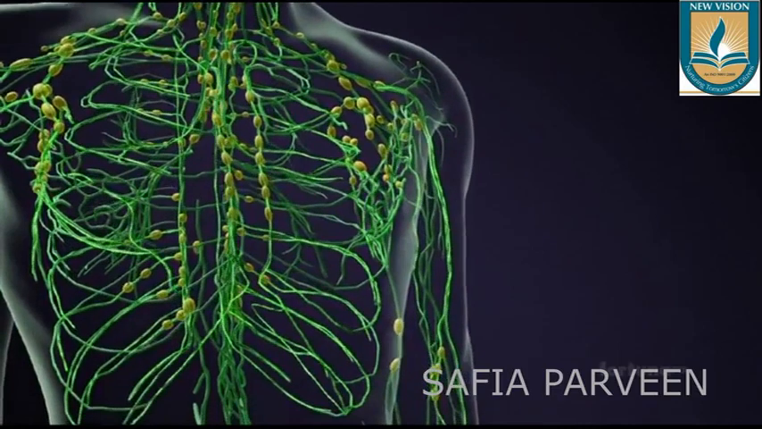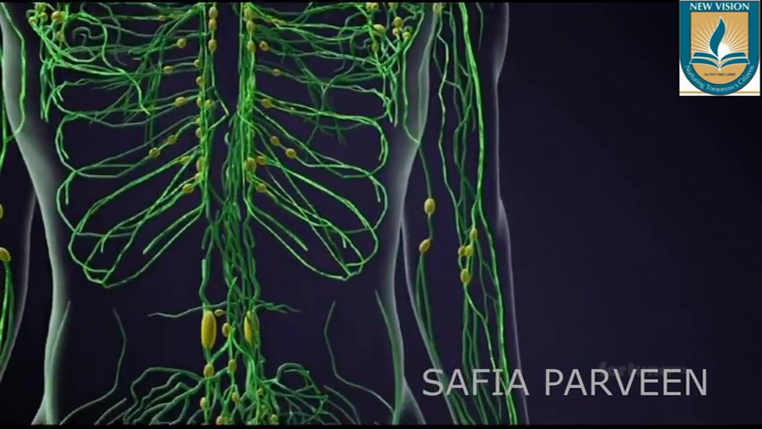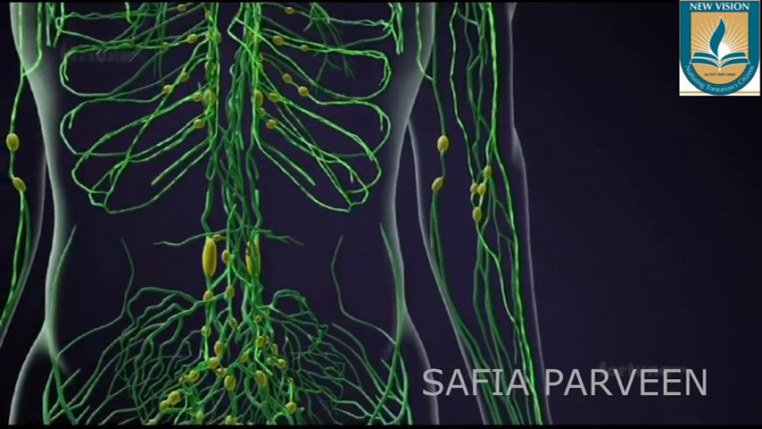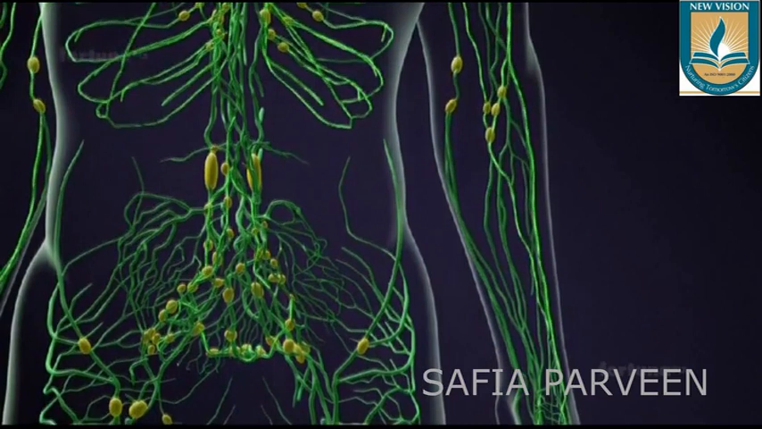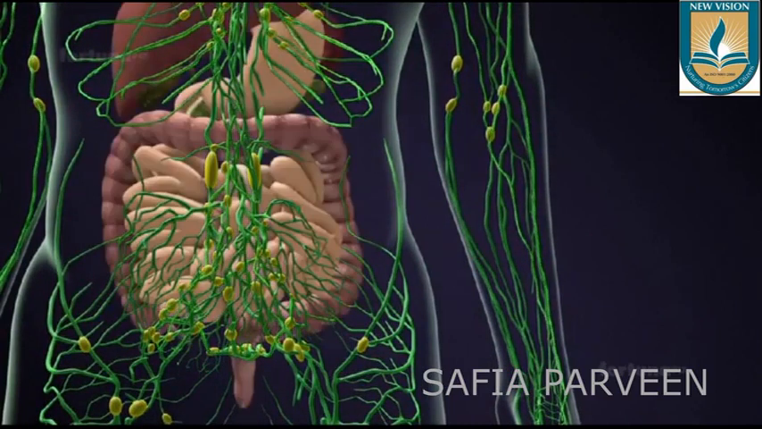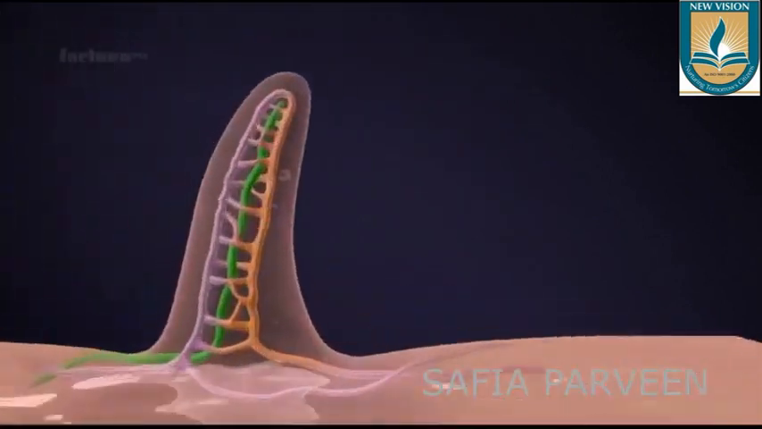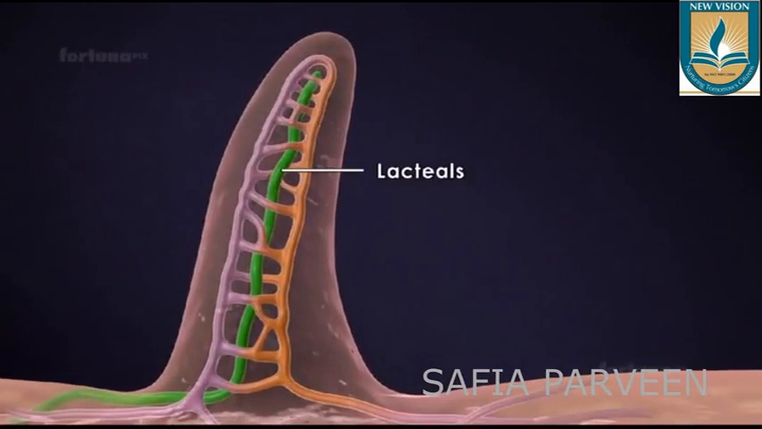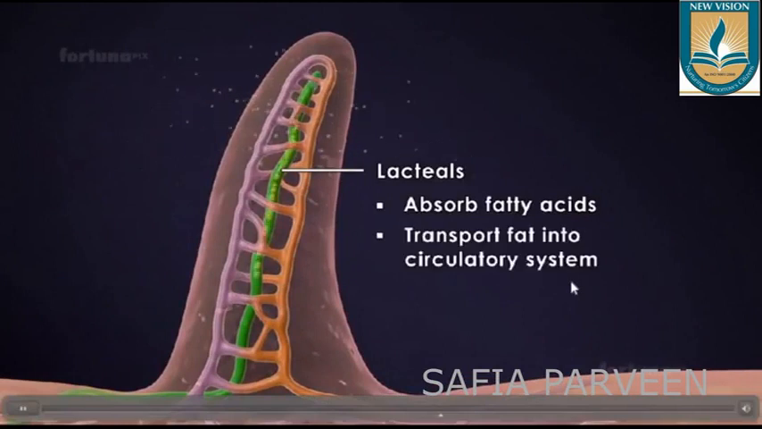The distribution of lymphatic vessels and capillaries is seen in the entire body. We'll take the example of digestive system. When we discussed the digestive system, I said that in the microvilli of the digestive system, there is distribution of blood vessels and also the distribution of lacteals. And I also said that lacteals absorb fatty acids and they help in transport of fats into the circulatory system.